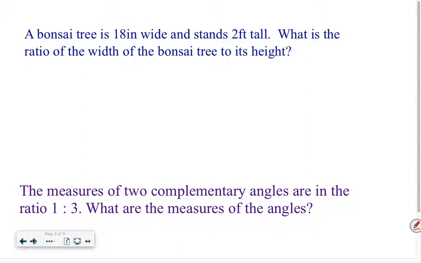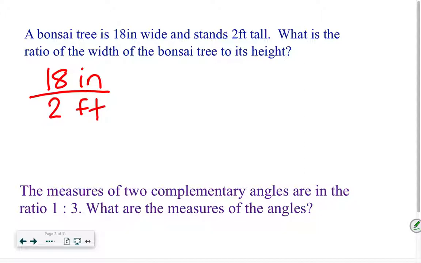Okay. Bonsai tree is 18 inches wide, stands 2 feet tall. What is the ratio of width of the bonsai tree to its height? It says what is the ratio of width, so it wants me to start with width. Well, which one's my width? 18. So we're going to put 18 on top. Always bring your labels with because they won't always match. Okay, what goes on bottom? 2. 2 feet.